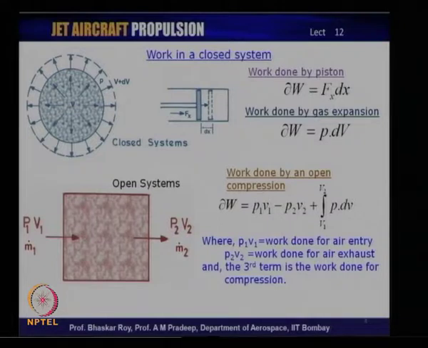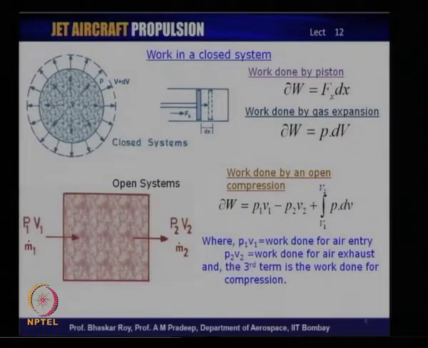Now, when you have an open system, the work done by an open system or an open compression is a little more involved. To begin with, the flow is coming into a system, which is, let us say, the square red system that we have, and it is coming in with a pressure P1, volume V1, and it has a mass flow rate m dot 1, and it is exiting the system with pressure P2, volume V2, and a mass flow rate m dot 2.